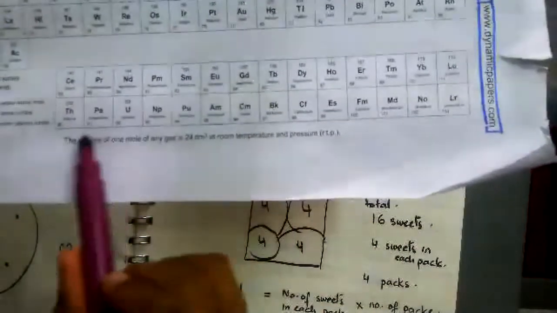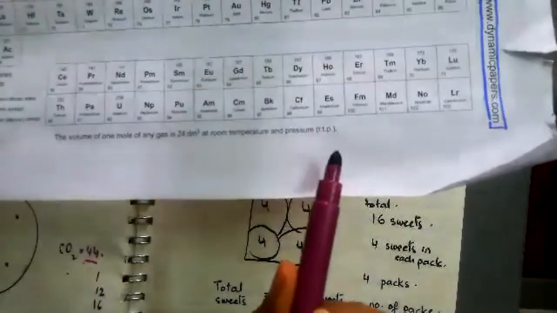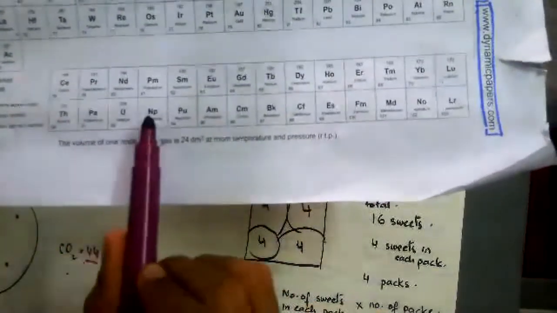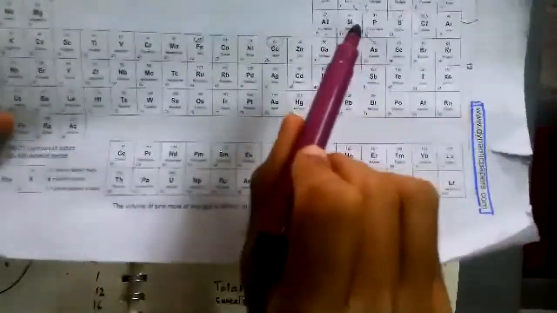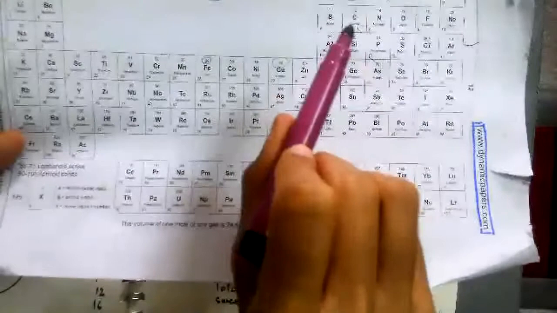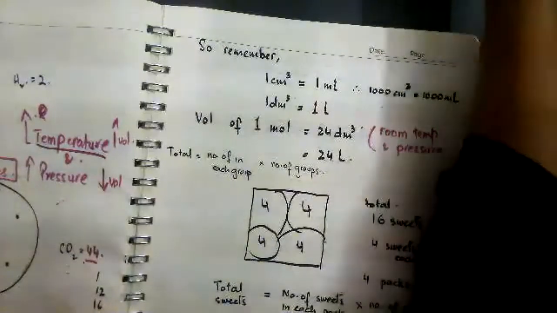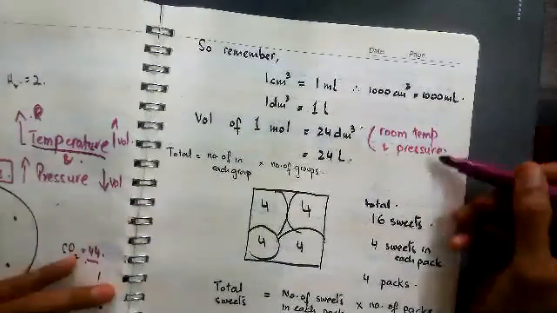This statement is written at the bottom of the periodic table. This means that the volume of 1 mole of any gas, be it noble gas, carbon dioxide, oxygen, hydrogen, whatever, is 24 dm cube at room temperature and pressure. And you know why it's important to keep the temperature and pressure constant.